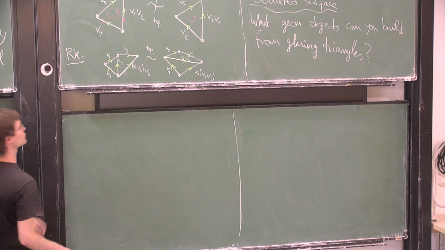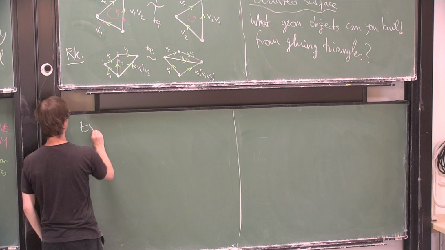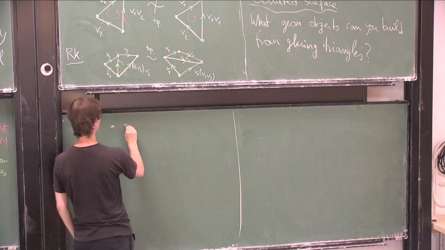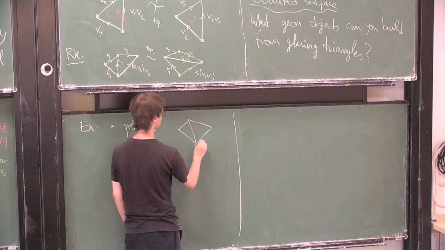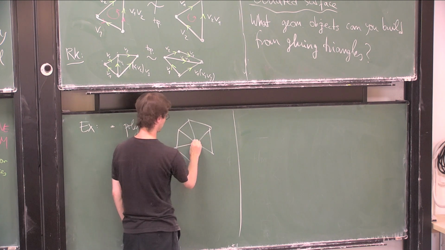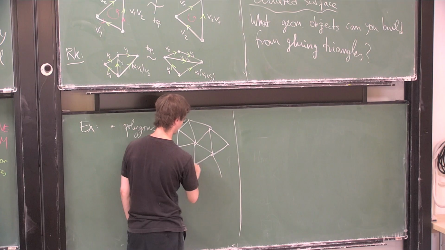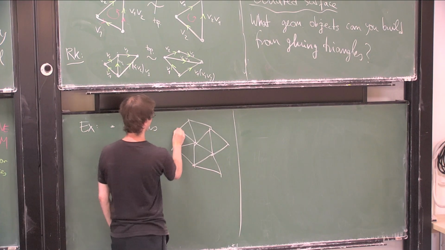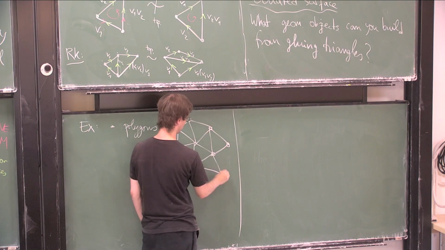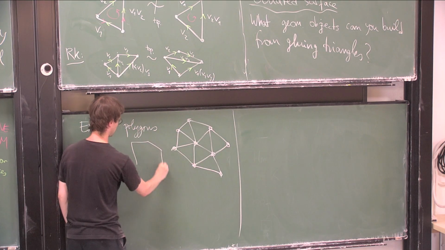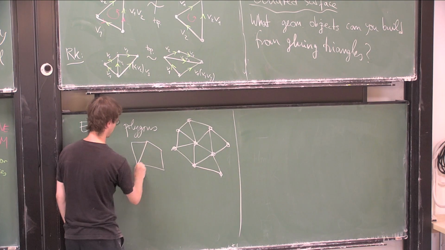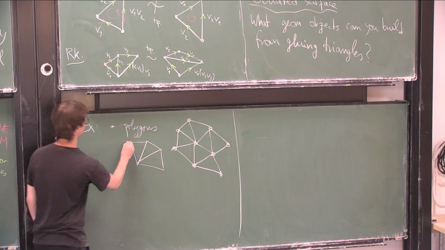So what can you get when you glue triangles? Well, let's give them some examples. Of course, you can get polygons. You can take a triangle, glue it to some other triangle, and just keep going, and at some point you stop. What you see is a triangulated polygon. You can also imagine starting from a polygon and just triangulating like this.